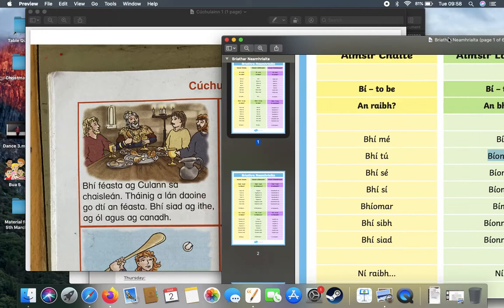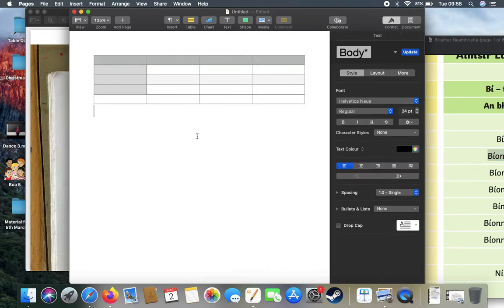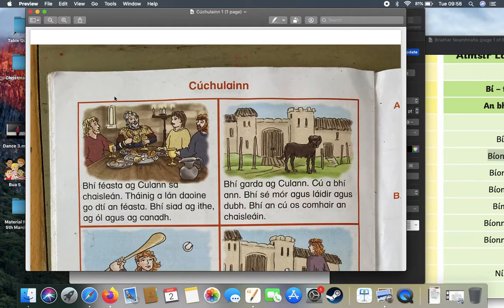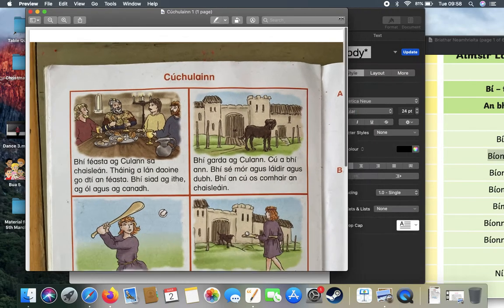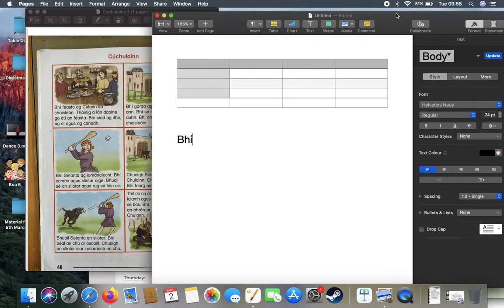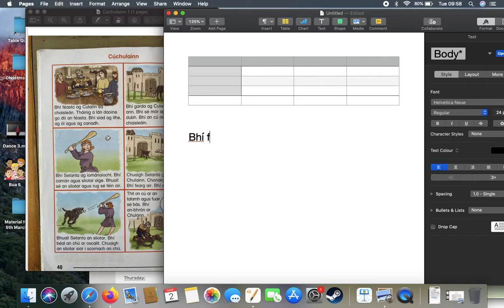Okay, so I'll do a little sample for you to show you what I mean. So I'll do this little first sentence, okay? So I'll put it down here underneath and I'll show you then. So it said V, I might try and make this a little bit smaller so I can see both at the same time. So I can just write it quickly. So yeah, V féasta ag Cullen sa Chaisleán.